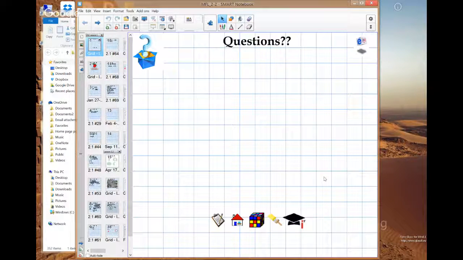Whoever that was. Anyone else? I was actually looking at 2.2, but yeah, 2.2 is a little bit more challenging than 2.1. Well, let's see if there's any questions on 2.1 first.